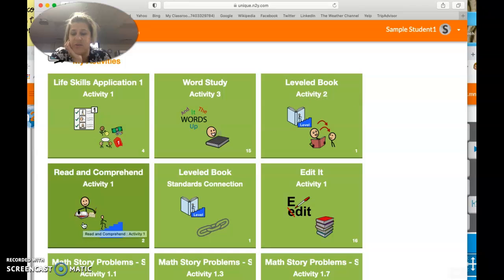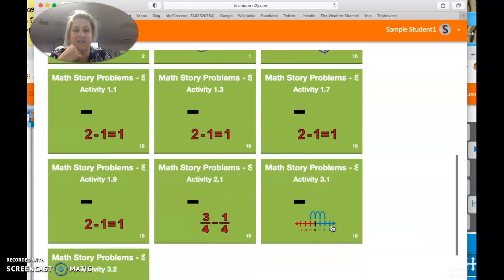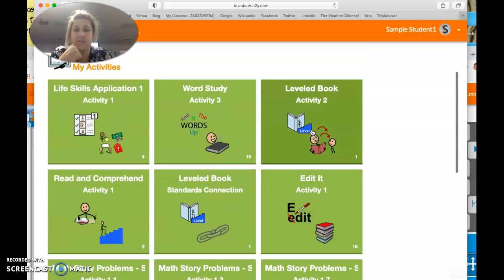The next part for today is going to be read and comprehend. So this activity right here, and then edit it. Okay, so we're going to have leveled book, read and comprehend, and edit it. And I'll make sure that these go away so you don't have to see these. I'm logged in as every student, so I get to see everything. So these 3 things for your language arts class: leveled book activity 2, read and comprehend activity 1, and then your edit activity.